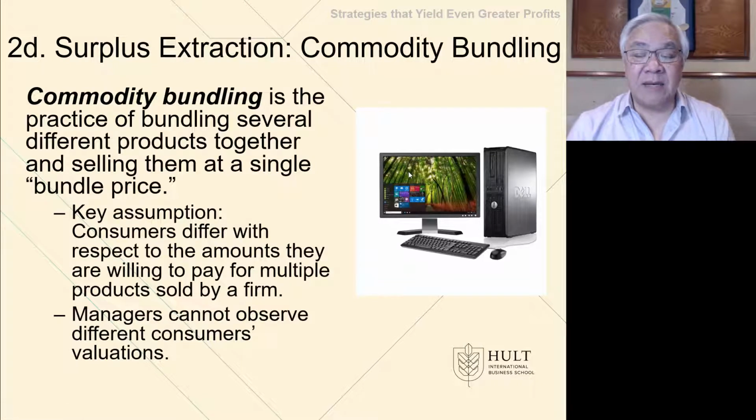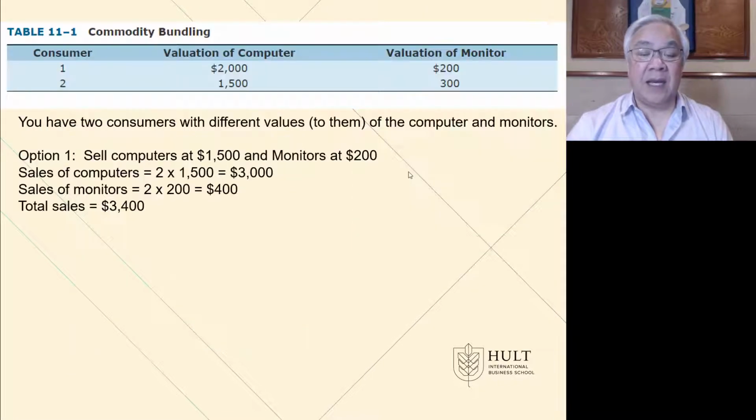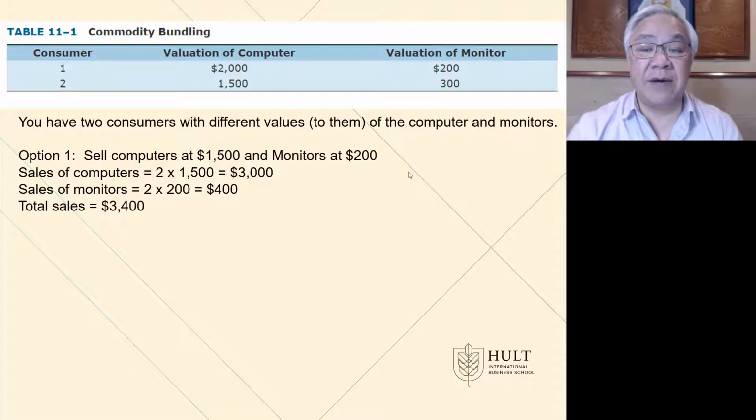The next approach is commodity bundling, where we could sell one product or another product, but we're better off selling them together as a bundle. An example is as follows. Let's say we have two consumers, one willing to pay $2,000 for a computer and $200 for a monitor, the other $1,500 for a computer, $300 for a monitor.